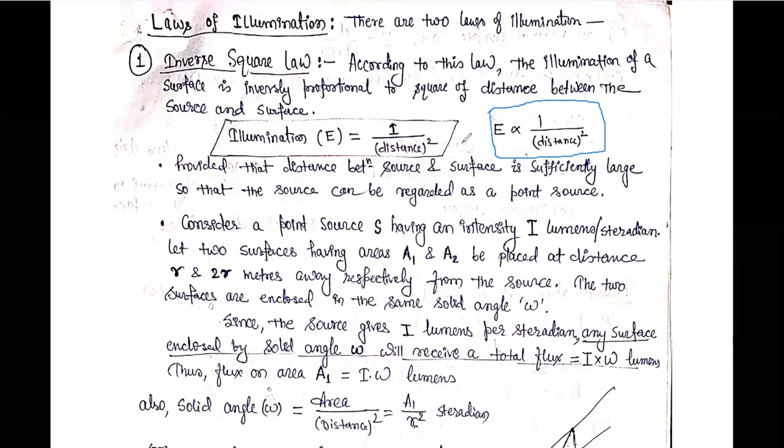If the distance between the source and the surface is sufficiently large, so that the source can be regarded as a point source. अगर डिस्टेंस सोर्स और सरफेस के बीच में इतना ज्यादा है कि अगर सरफेस पर हम लोग बैठ करके देखें कि सोर्स कहाँ है, तो वो एक पॉइंट सोर्स की तरह अगर दिख रहा है, ठीक है, अगर ऐसा कुछ सिचुएशन है तो उस केस में हम लोग कह सकते हैं कि जो इल्यूमिनेशन है E that is equal to I divided by distance square. In that case, illumination is I divided by the distance square.